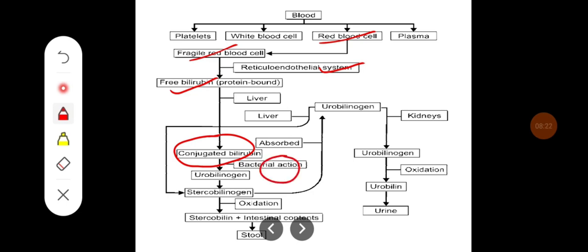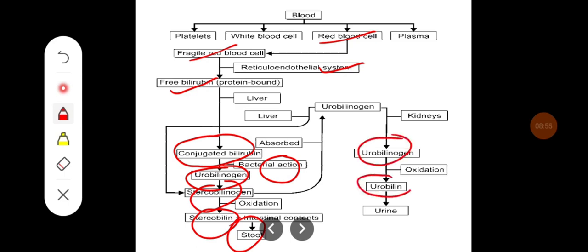By bacterial action, they get converted into urobilinogen, which is colorless, and because of oxidation, they get converted into stercobilinogen or stercobilin, and they give the characteristic stool color. And some of the urobilinogen is brought to the kidneys, where some amount of the urobilinogen gets excreted, and upon oxidation it gets converted into urobilin, which is important, which gives a characteristic yellow color for the urine.